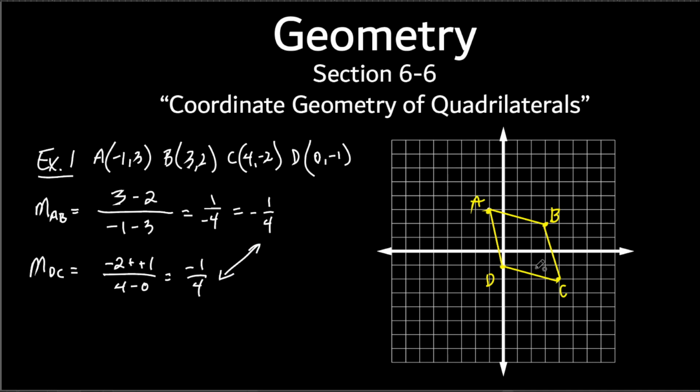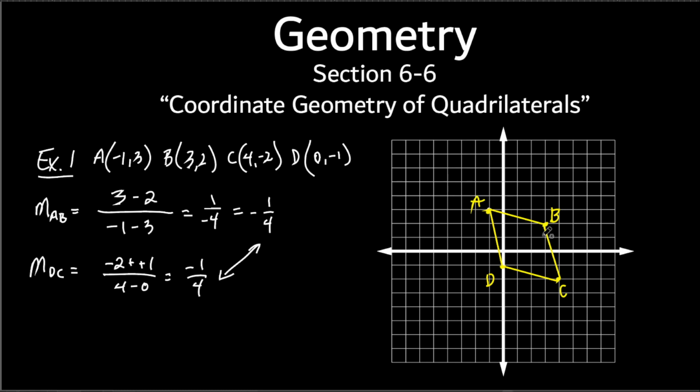But is that enough? Just finding 2 sides? No, because it could be a trapezoid. If you only have one side that's parallel, it could be a trapezoid. So we have to do another test, and we got to see if the other 2 sides are parallel to each other. Okay?